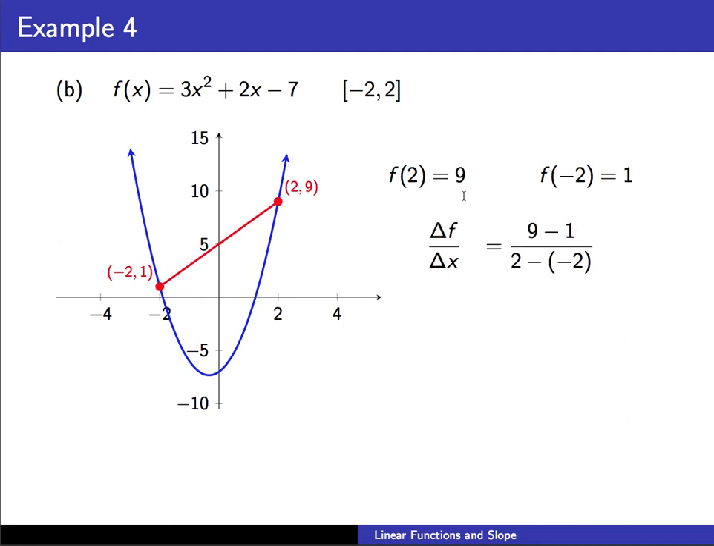Our change in y value is 9 minus 1, over 2 minus negative 2. We get 8/4, which is 2. So the average rate of change between these 2 points is 2.